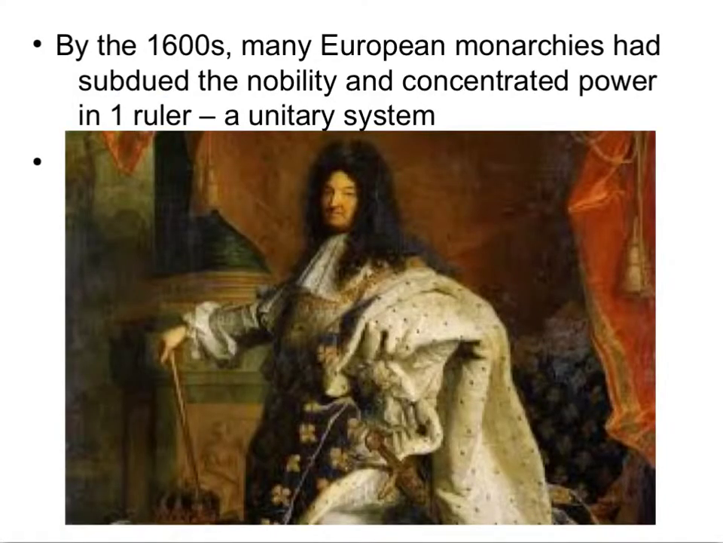But that type of thing didn't last by the 1600s, especially in places like, say, France. This is Louis XIV. A lot of the European monarchies won out in a power struggle against the nobility. And they were able to concentrate power in one central ruler, and that made them a unitary system of government. Still a monarchy, but now unitary. So like France was run basically from Paris, and the regions that helped make up France didn't have a lot of powers.